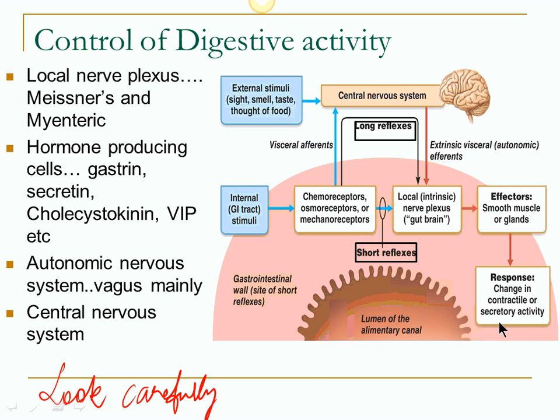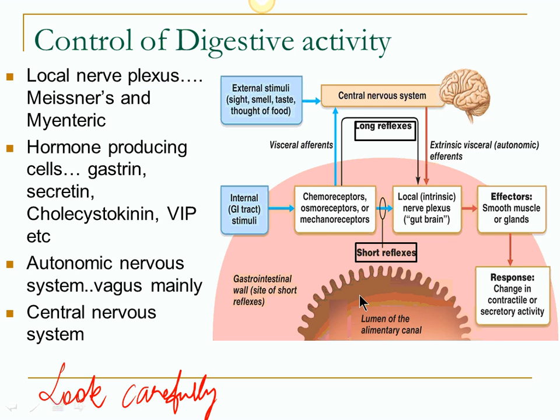So here is the intestinal wall, and this is the lumen of the intestine. Whatever is present inside the lumen, when you have food inside the lumen, the food will stretch the intestinal wall. So that will be like a mechanical stretch, okay? So it will activate receptors which respond to stretch or touch. So we call them mechanoreceptors.